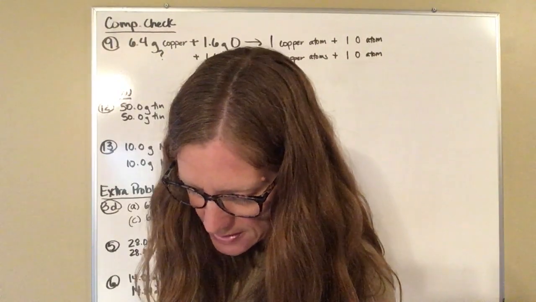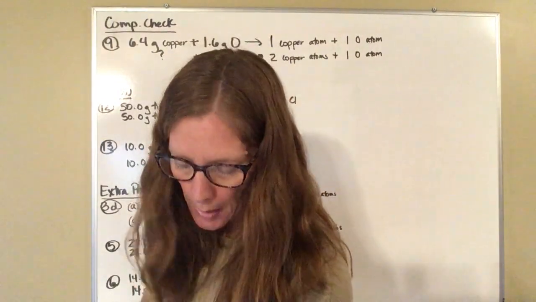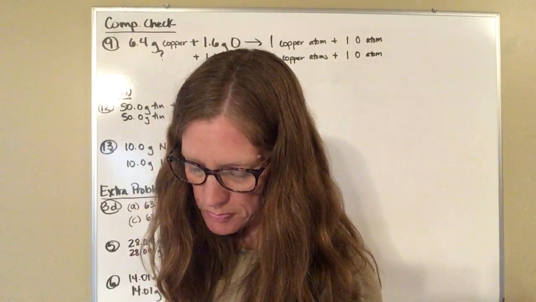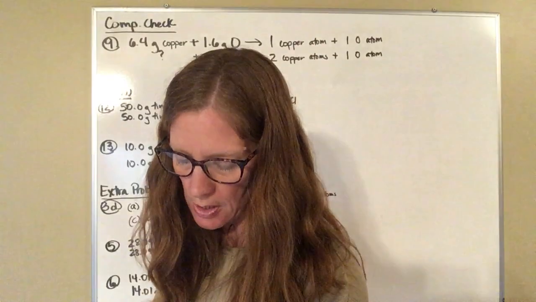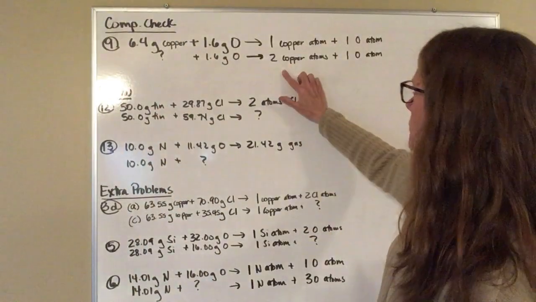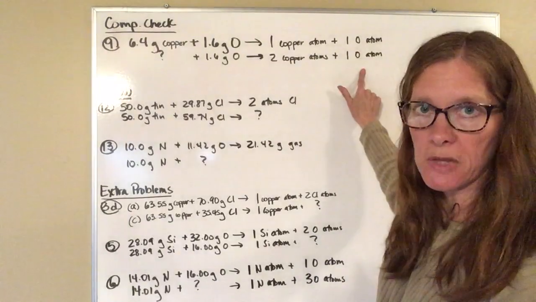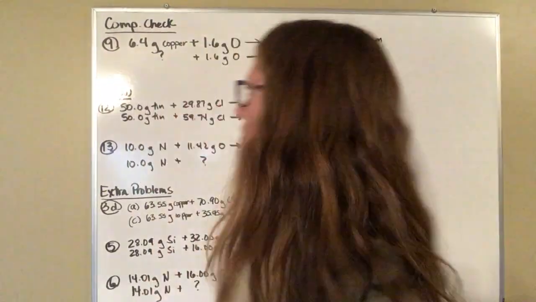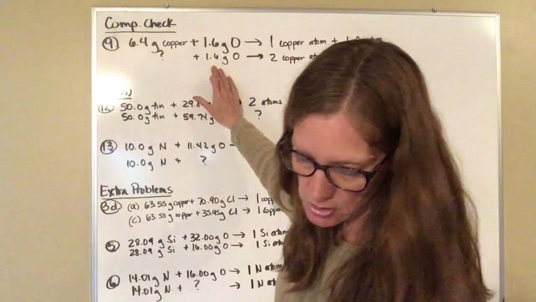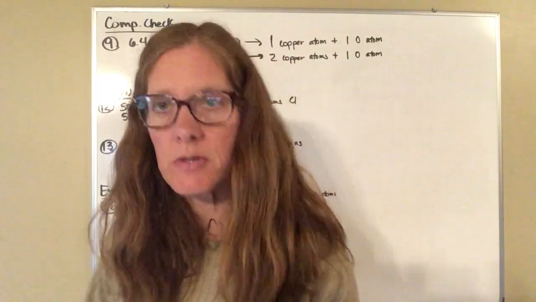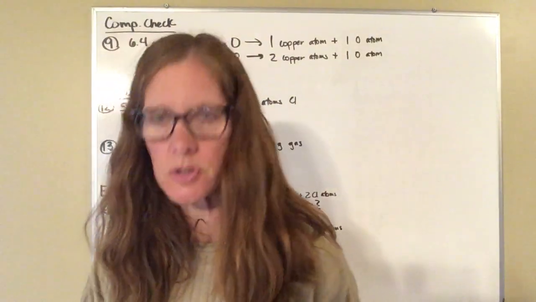Okay, then it says, however, copper and oxygen can also combine to make cuprous oxide, which is made of 2 copper atoms and 1 oxygen atom. Okay, so here's my 2 copper atoms and my 1 oxygen atom. That's going to be different in the second compound. Suppose you react 1.6 grams of oxygen with copper to make cuprous oxide. How many grams of copper would you have to use?